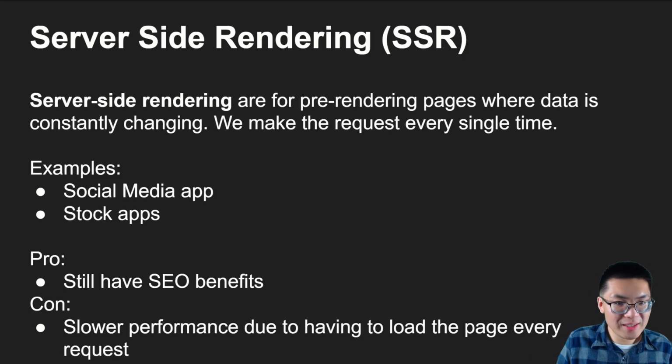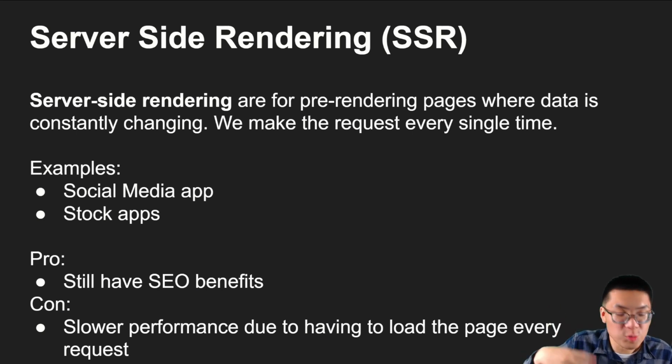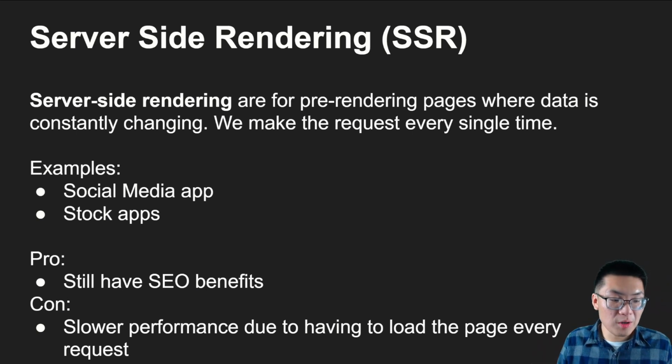So server-side rendering is a type of pre-rendering where the data is constantly changing. We make the request every single time, so there's no caching, no saving like in static site generation. Great examples of this are social media, Twitter. Every time I log in, I get new tweets from my friends. Another example, stock apps or crypto apps. I go to coinmarketcap.com every day and see how my crypto is doing. Not well.